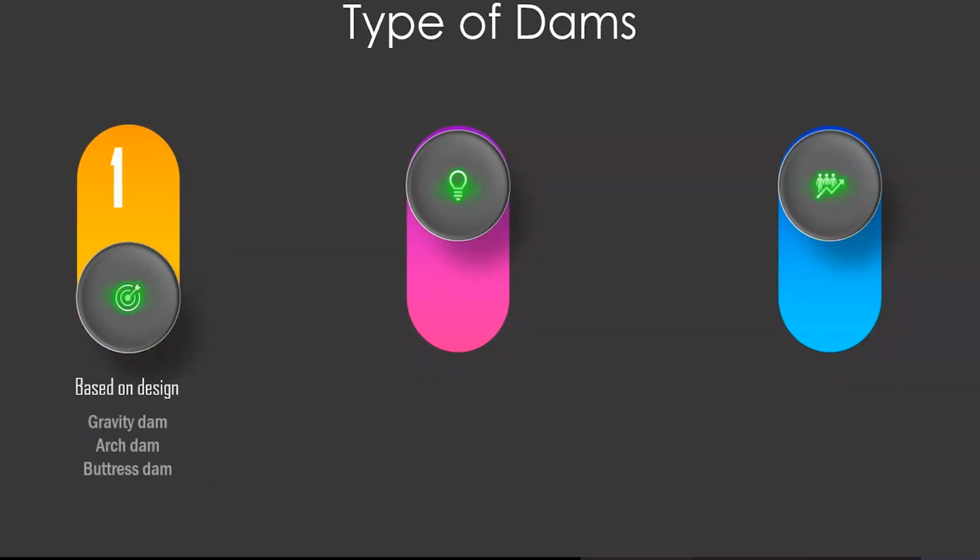Basically, the first classification is based on design. The dams are gravity dams, arch dams, buttress dams. So these are basically the designs of the dam, that is, what kind of design is used for the construction of the dam. Or in other words, where exactly the load from the dam is transferred to, whether it is transferred to the foundation of the dam or to the sides of the valley. So that is based on the design.